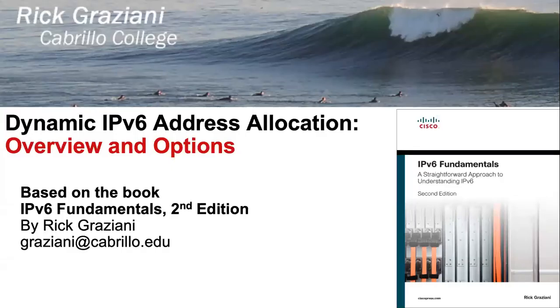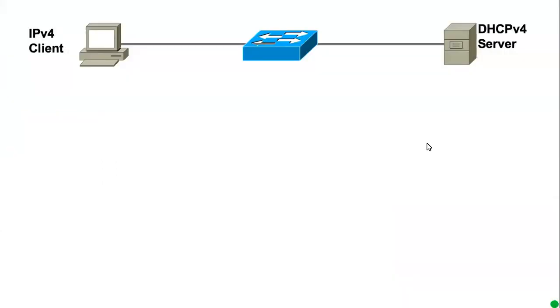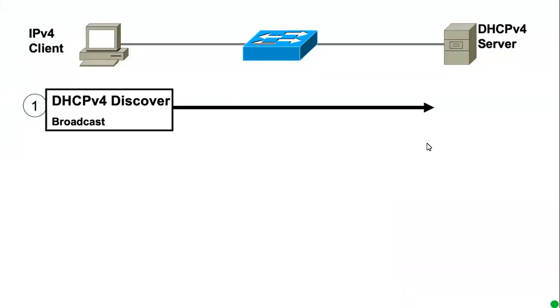Hi, in this video, we're going to look at the options for dynamic IPv6 address allocation. In IPv4, we basically have one option, DHCP, and that's stateful DHCP. Meaning that the DHCPv4 server is going to allocate addresses, assign addresses to clients, and maintain state of who has received what address from the server.